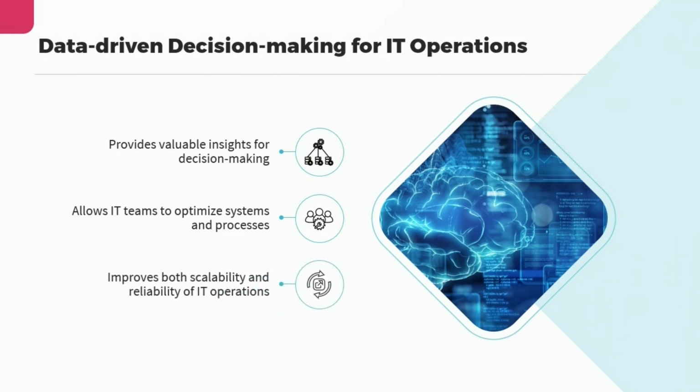And lastly, through data driven decision making, organizations can enhance both the scalability and reliability of their IT operations, laying the foundation for sustainable growth and success. Now, at the end of the day, the integration of AI automation into IT operations represents a paradigm shift in business technology, offering unparalleled scalability and reliability. In fact, by leveraging AI driven solutions, organizations can streamline their operations. They can enhance efficiency and drive innovation, positioning themselves for long term success in an increasingly competitive marketplace.